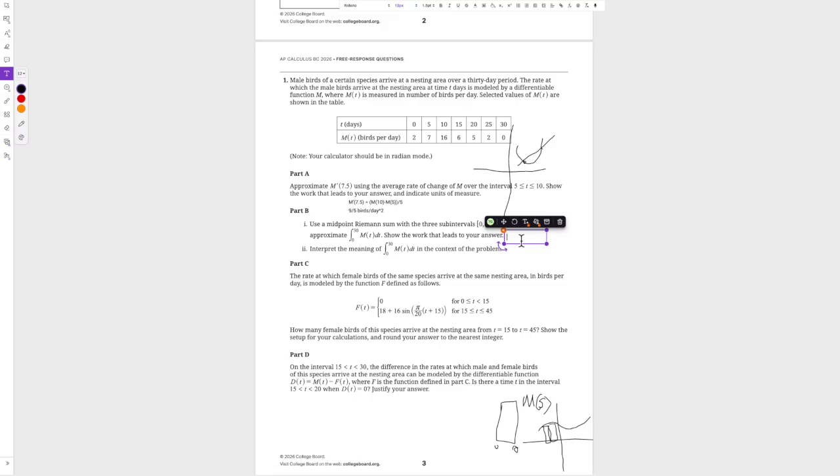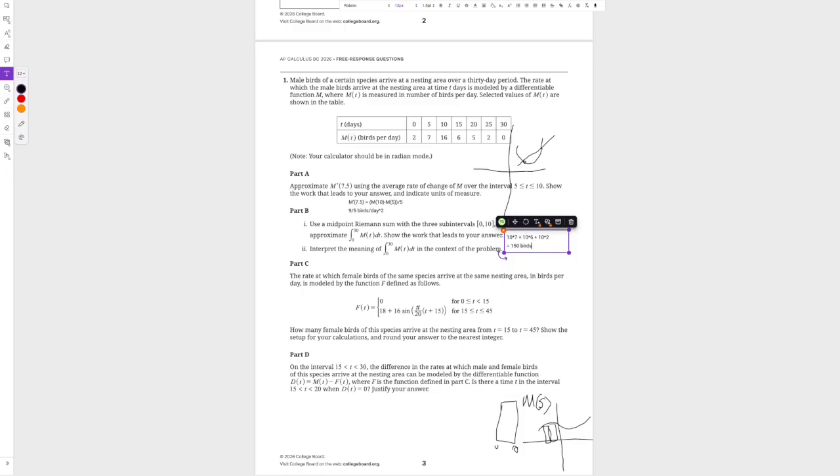So the first component of our answer is 10 times, the midpoint is 7. So 10 times 7 plus 10 times, the interval is from 10 to 20, so the midpoint is 15, m of 15 is 6. Plus finally 10 times our final interval is from 20 to 30, the midpoint is 25, so 2. So this just gives you 70 plus 60 plus 20. This is 70 plus 80. This is equal to 150. But what is the units for this? We integrated the function for a rate, so birds per day, meaning that this is just equal to birds.